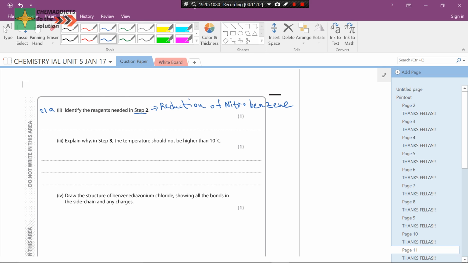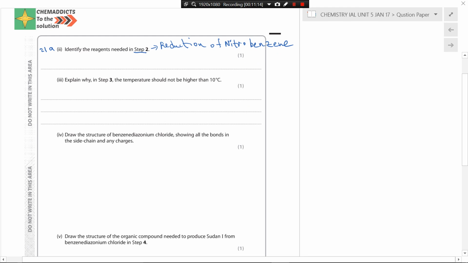So let's write the answer. Identify the reagents needed in step 2, which is a reduction of nitrobenzene. Since this is the reduction of nitrobenzene, here it is tin and concentrated HCl. If you write only these two things, tin and concentrated HCl, you are going to gain full marks, 1 mark plus 1 mark, that's it.